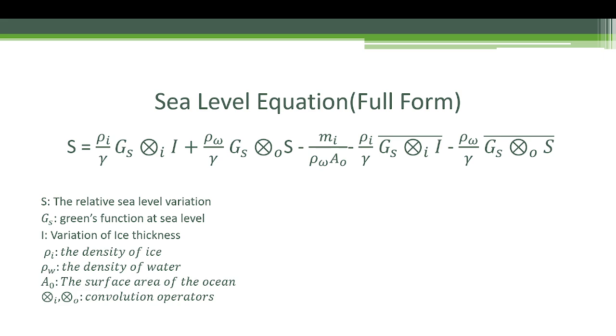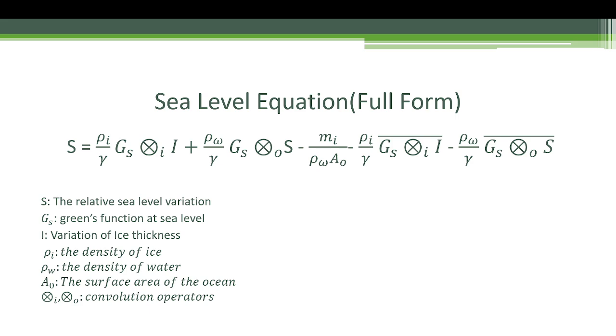Here we have the sea level equation, which provides a complete physical description of how sea level responds to changes in ice mass, water redistribution, and the Earth's deformation and gravity field. Here, S represents the relative sea level variation, meaning how sea level changes compared to the solid Earth's surface. The equation includes several key components.